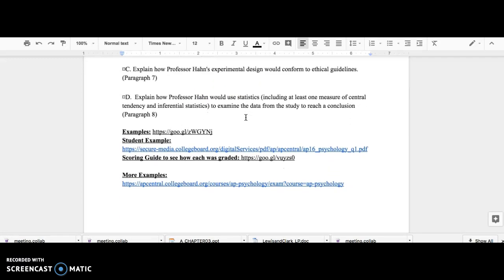I do provide for you more links to student examples. I give you examples of how the readers for AP have scored this prior. So definitely take advantage of those.